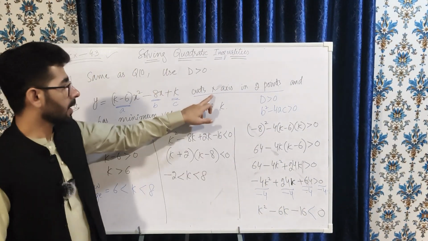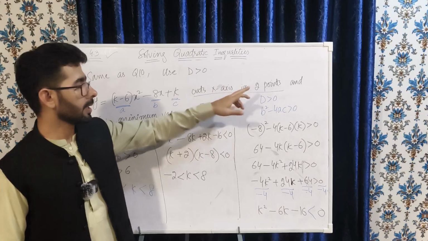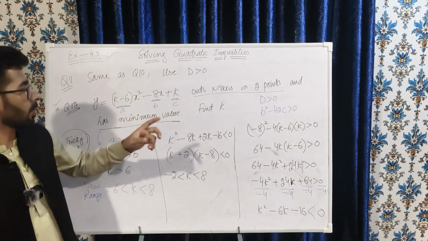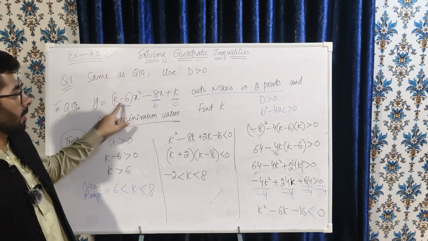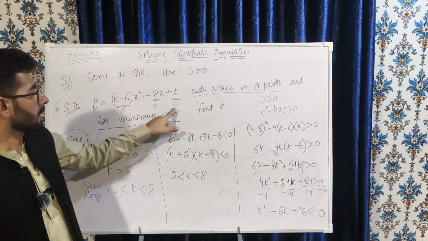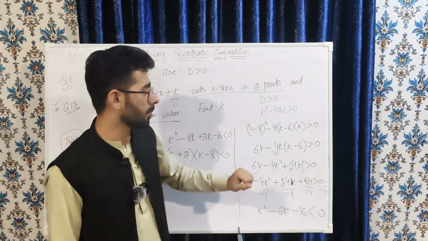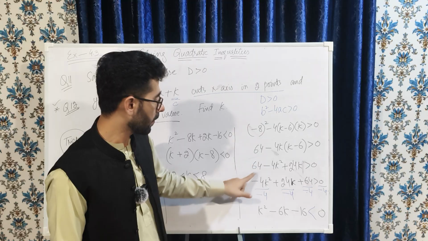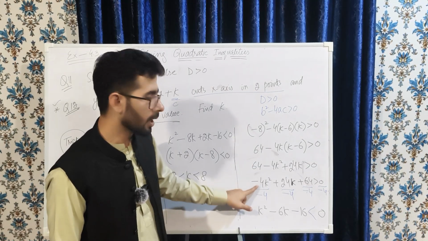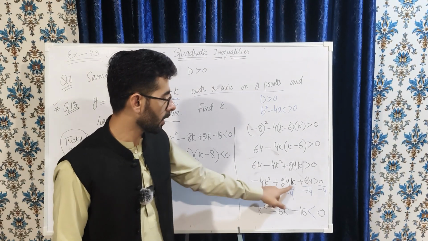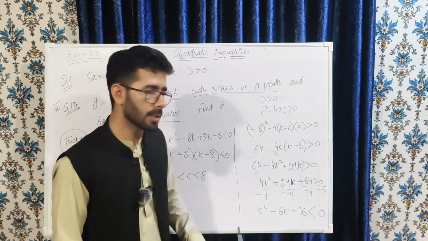We know that if it cuts the x-axis in 2 points, that means the discriminant should be bigger than 0. So we take a value as k minus 6, b value as negative 8, c value as k. We put them in b square minus 4ac and set that bigger than 0. So we simplify everything. In the end we get minus 4k square plus 24k plus 64 bigger than 0.